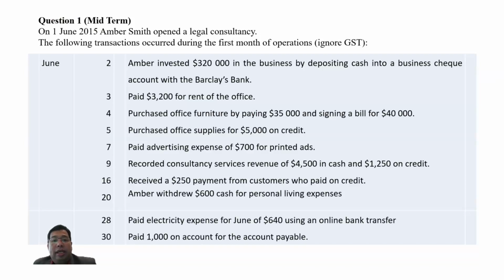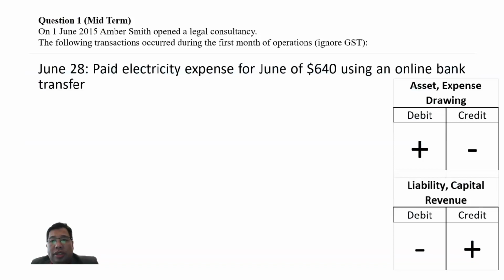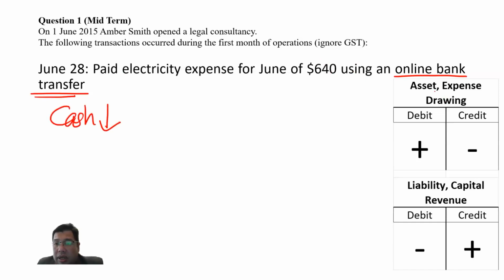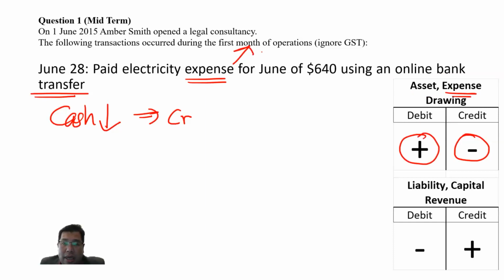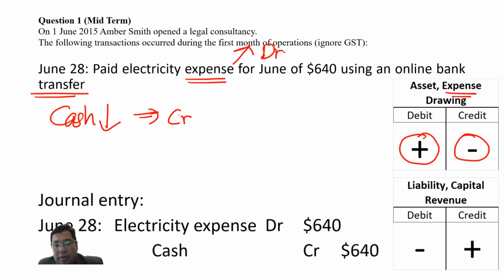And then next one is paid electricity expense for June 640 using online banking transfer. What is this online banking transfer? I mean you directly pay the utility companies using your bank account. So in this case, your cash will reduce. This is your cash asset reducing, so credit. Your expenses will increase. So in this case, expense increase is going to be debit. Expense increase, debit. Cash reduce, credit. So the answer is electricity expense debit 640, cash credit 640.